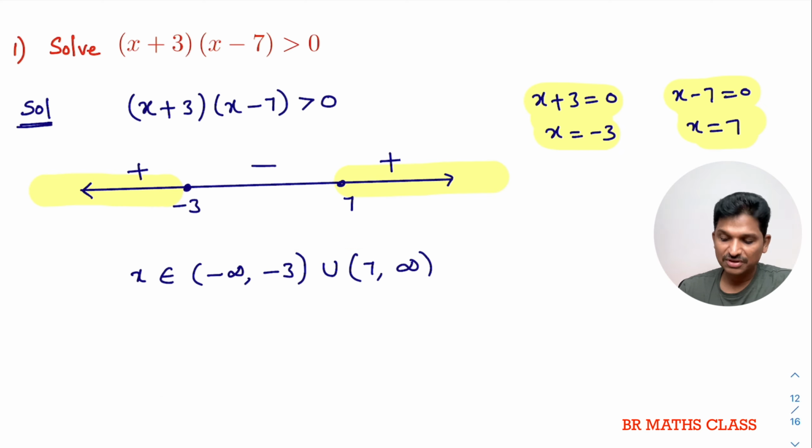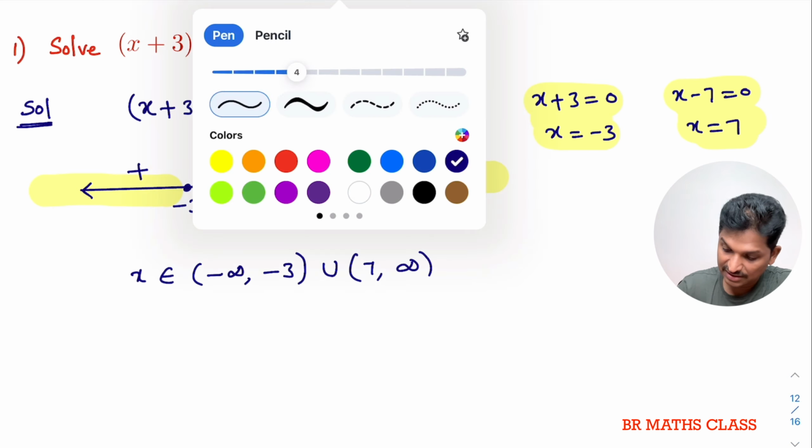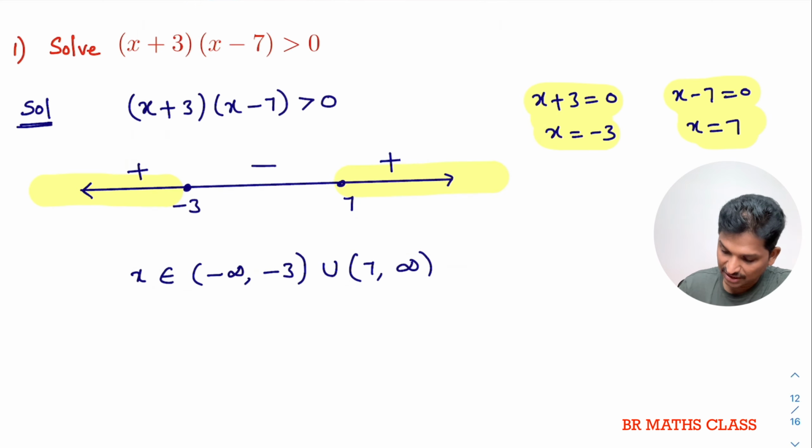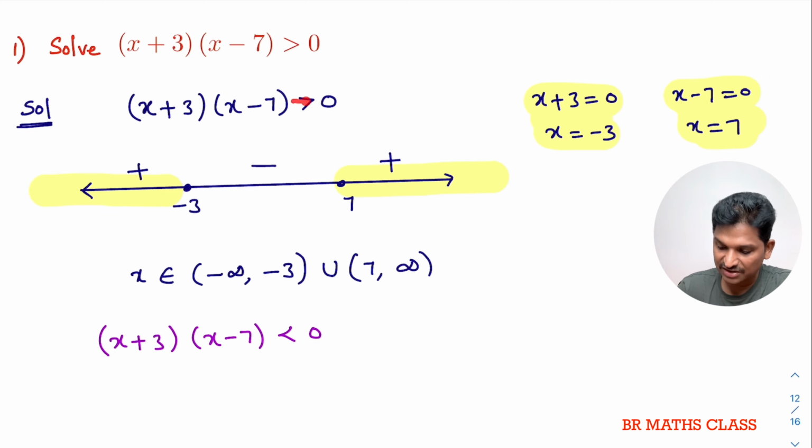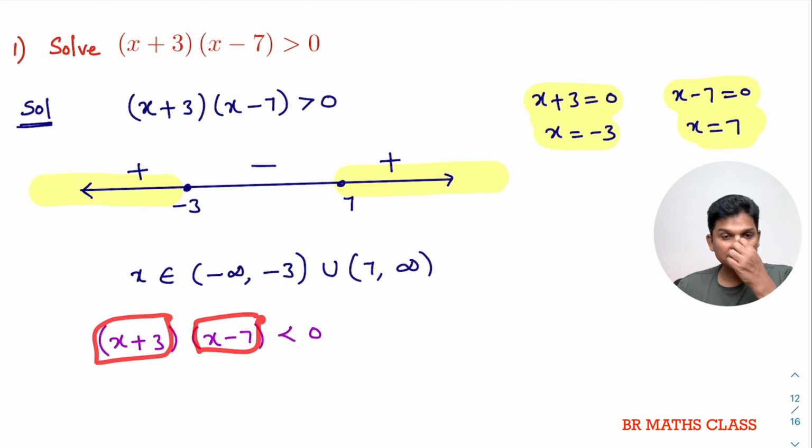Okay. Suppose same question they given like this. X plus 3 into x minus 7 less than 0. Same question. What is the difference here? Greater than is there. Here less than is there. In that case also what we will do? First, you observe this. These are linear factors. X minus a into x minus b form. Right? X minus a into x minus b form. Yes or no? Yes. So what I will do?